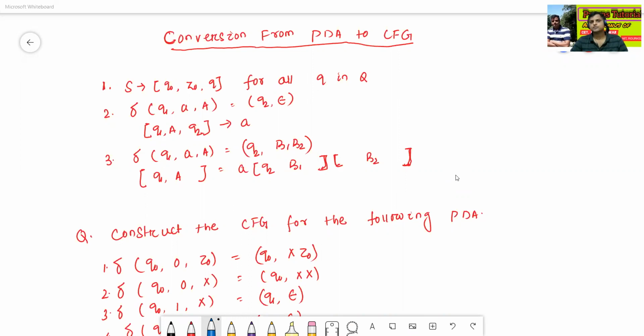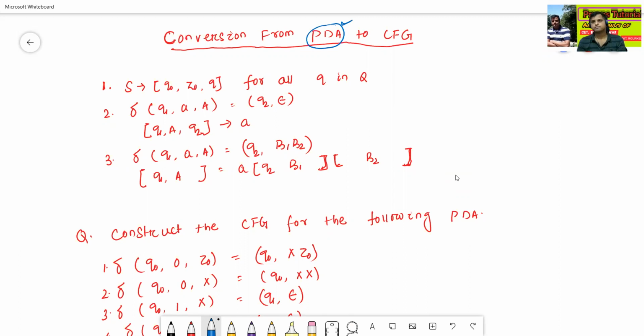In today's class, we will discuss the conversion from pushdown automata to context-free grammar. In the previous classes, we have already discussed the conversion from context-free grammar to pushdown automata. But in this class particularly, we will discuss the conversion from pushdown automata to context-free grammar. Suppose a pushdown automaton is given, how do we construct a context-free grammar from it?